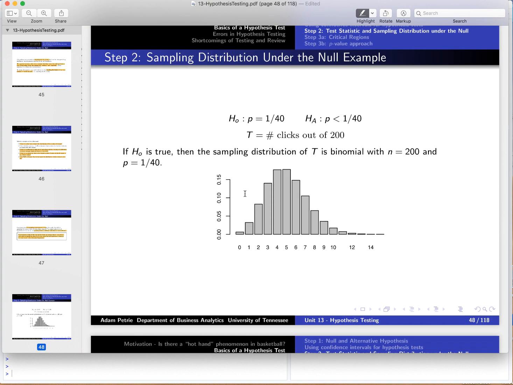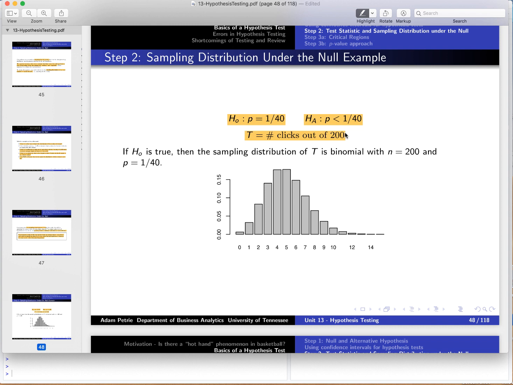So with that click-through rate example, we're doubting the marketing firm's claim that the click-through rate is 1 out of 40. Our hypothesis test framework is set up so that the null hypothesis is that we believe the marketing firm unless the data suggests otherwise, that the click-through rate is 1 out of 40. The alternative, the claim we're trying to use data to establish, is that p is less than 1 out of 40 here. We'll use as our test statistic the number of clicks out of the first, say, 200 customers that have seen this ad.